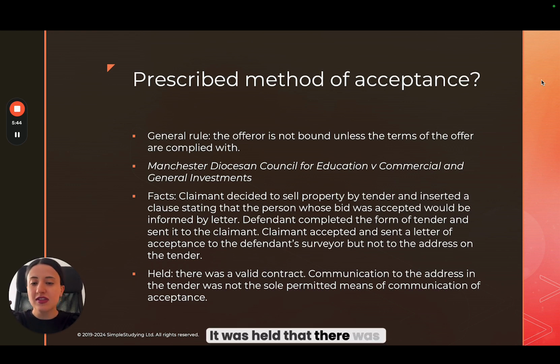It was held that there was a valid contract. Communication to the address in the tender was not the sole permitted means of communication of acceptance. So this means that even if it was not accepted in the way that it should have been, the contract still stands.